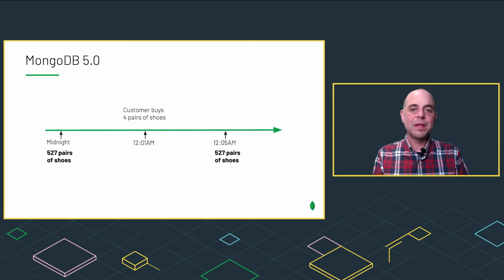So now, let's see what happens with the same example, but this time I've upgraded my database to version 5. At midnight, I start my daily sales query, but this time I specify a read concern of snapshot. I have another order complete at 12:01 a.m., but after 5 minutes, when my snapshot query completes, my results are based upon the point in time of the data when the query first started to execute. So now my sales data is as expected, with 527 pairs of shoes sold.